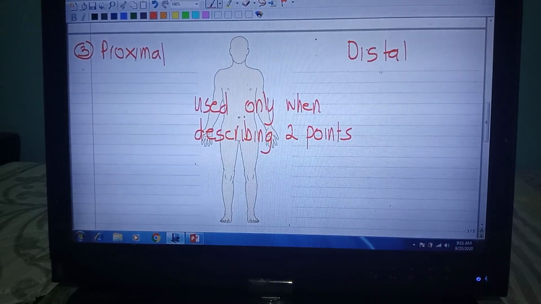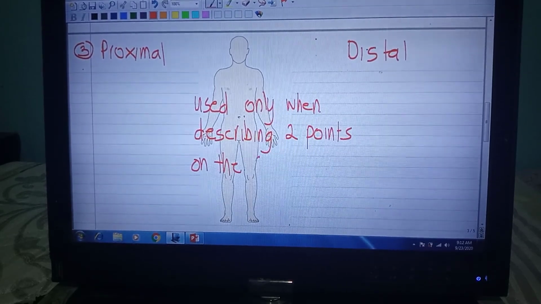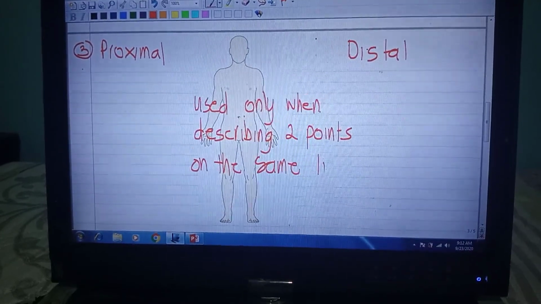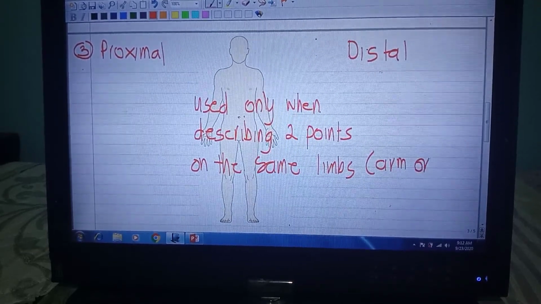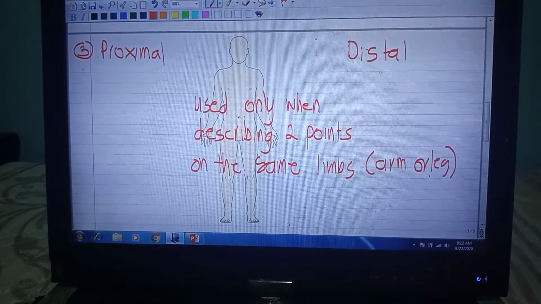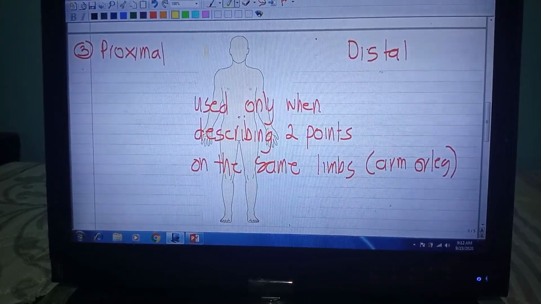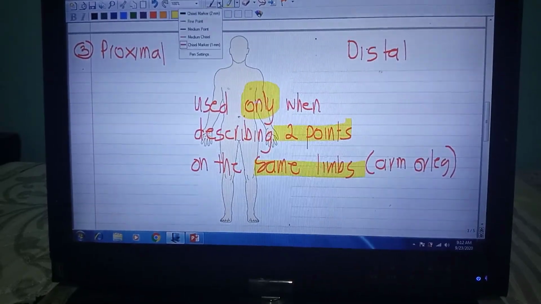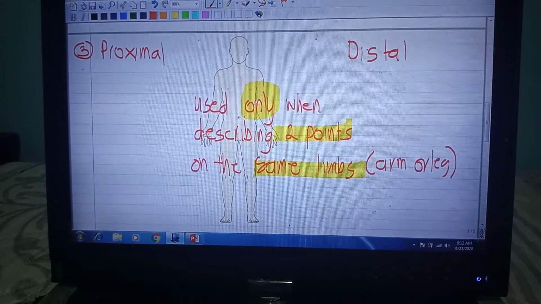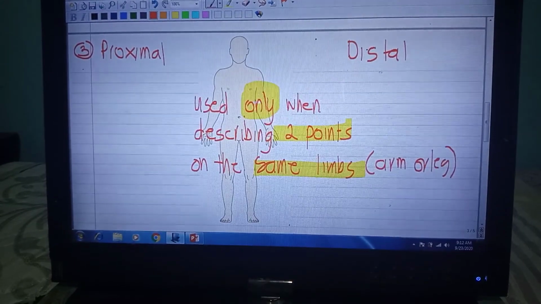Just don't mind them. Use only when describing 2 points on the same limbs. Ibig sabihin on the same limb, your arm or your leg. So if the point is not in your limb, huwag mo nang gagamitin yung term na to. Kailan mo lang ginagamit yan? It is used only when describing 2 points on the same limb. Yun yung ibig sabihin ng proximal and your distal.